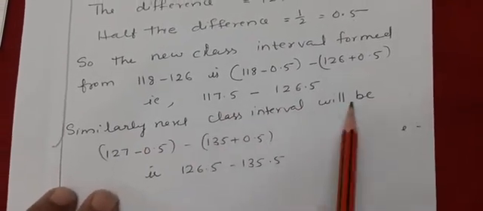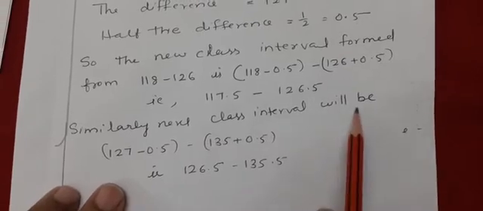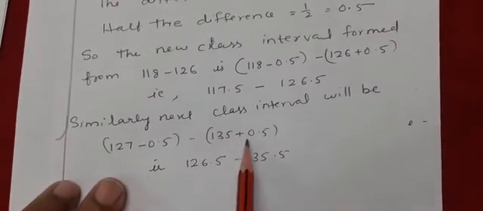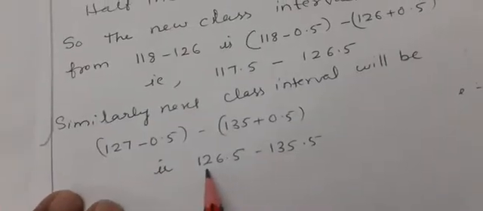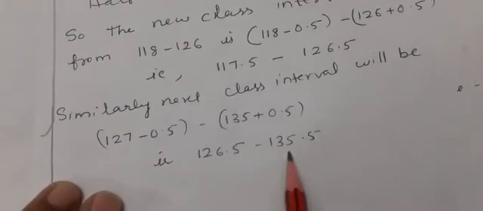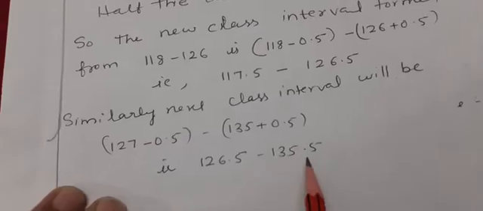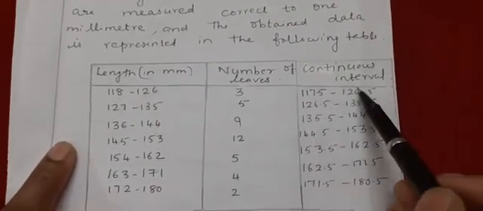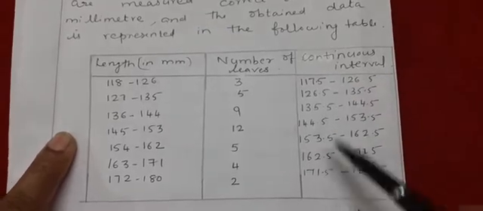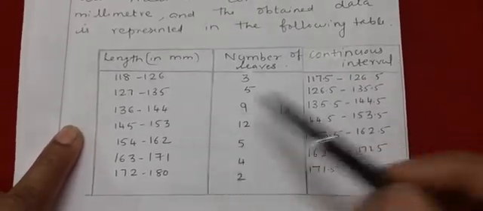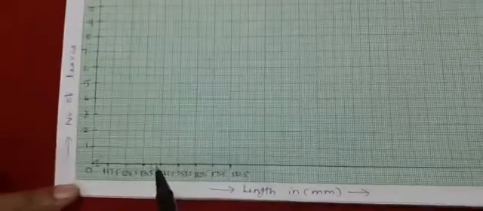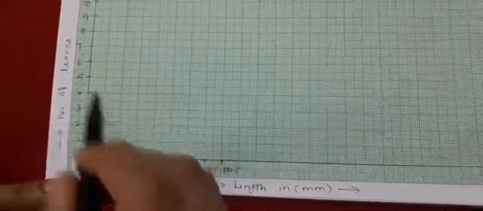Similarly, next class interval will be 127 minus 0.5 and 135 plus 0.5. That is 126.5 to 135.5. So here I have added one more column for continuous interval, and here I have made these intervals continuous as discussed above. Now let's draw the histogram.